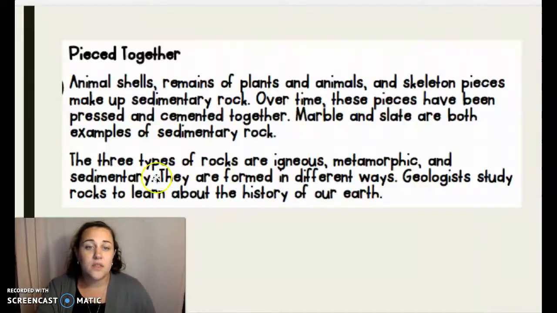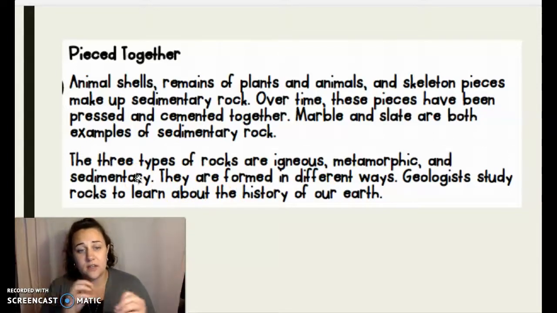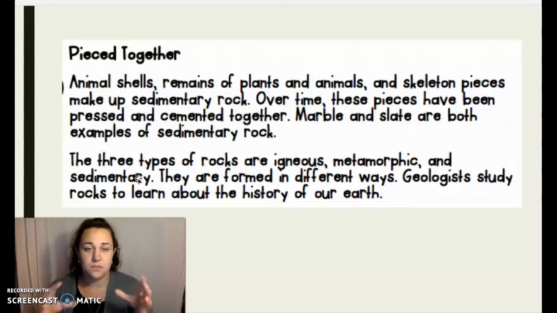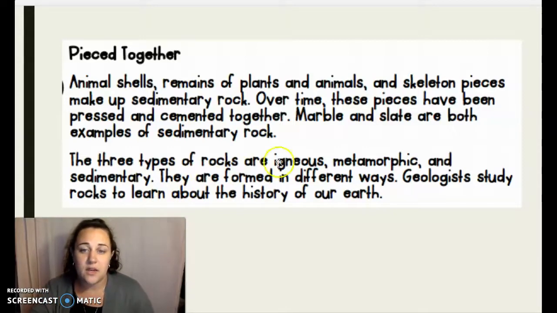The three types of rocks that we have learned about are igneous, those are the ones that come from the lava and the magma; metamorphic, those are the ones that change from a lot of heat and pressure; and sedimentary, which we just talked about. Those have all tiny little pieces of other rocks and shells and animals stuck together as one. They are formed in different ways. Geologists study rocks to learn about the history of our Earth. These rocks, igneous, metamorphic, and sedimentary, all give geologists information about our Earth, maybe how old the rock is, if they find other pieces in it.